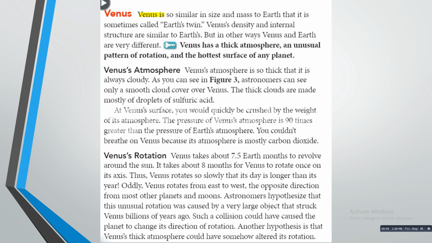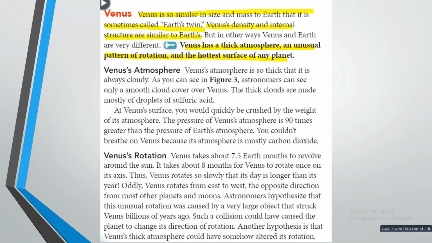Venus is so similar in size and mass to Earth that it is sometimes called Earth's twin. This is one of the reasons why we call it the Earth's twin. Venus's density and inner structure are similar to Earth's. This is one similarity between Venus and Earth. The density and the internal structure of the two planets are almost similar, but obviously there are other differences as well. Venus has a thick atmosphere, an unusual pattern of rotation, and the hottest surface of any planet.